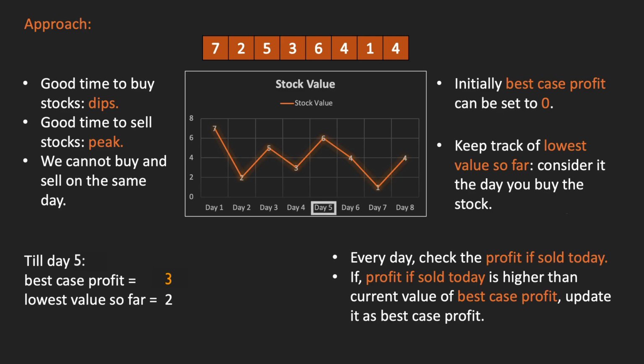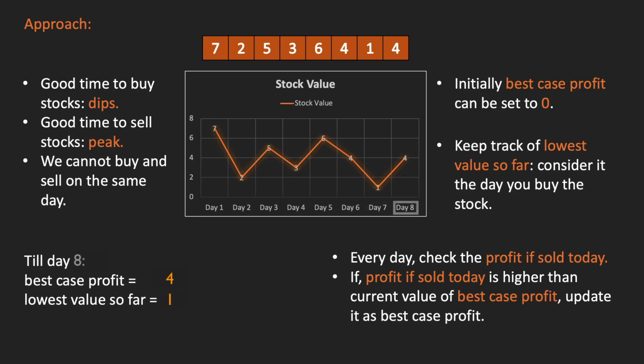Now we see that the value has gone up to 6. If we sell on this day, the profit would be 6 minus 2, that is 4, which is higher than the current value of best case profit. So we update best case profit to 4. Now till day 7, we only see a drop. So no change anywhere. But on day 7, the lowest value so far has gone down to 1. So we have a new value for it.